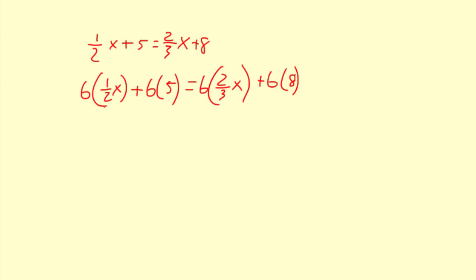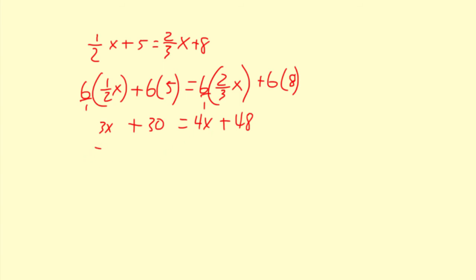6 times 1/2, well that's 3, so 3x plus 6 times 5, which is 30, equals 6 times 2/3. 6 times 2 is 12, then divided by 3 is 4, so it's going to be 4x plus 6 times 8, which is 48. Okay, now you have a nice clean equation, no fractions, very easy to solve.